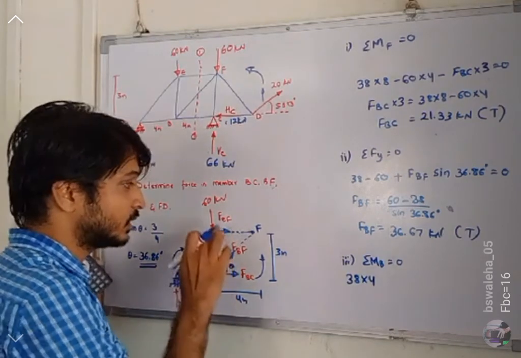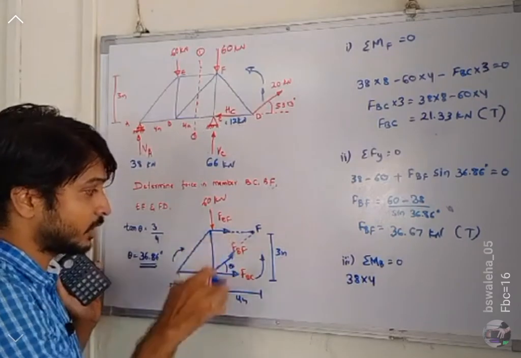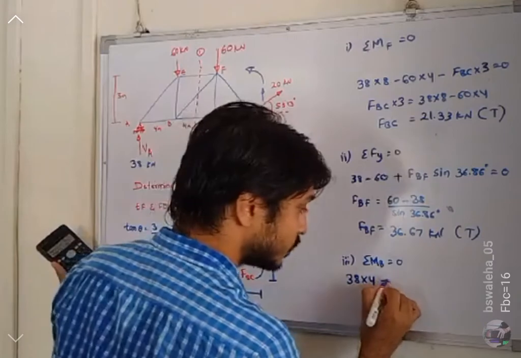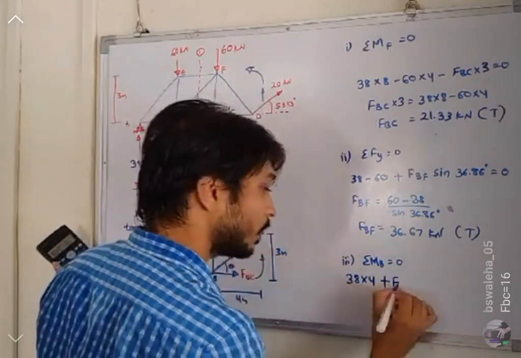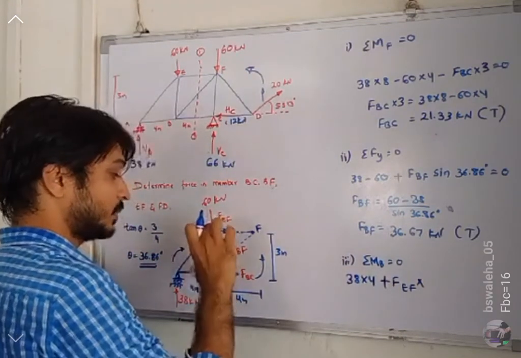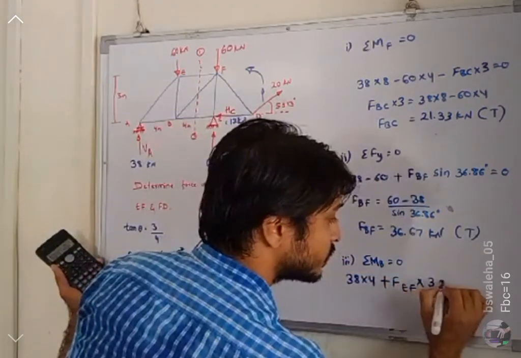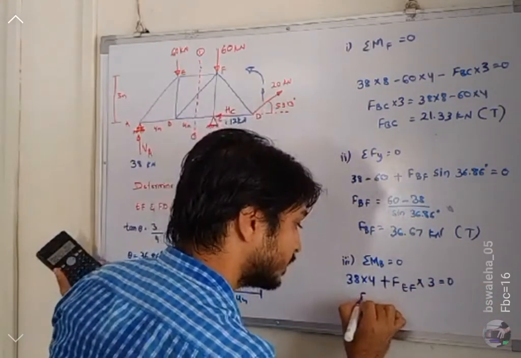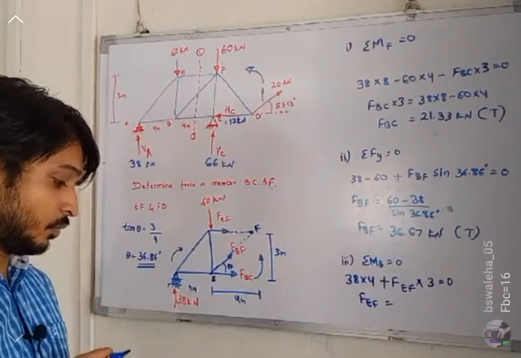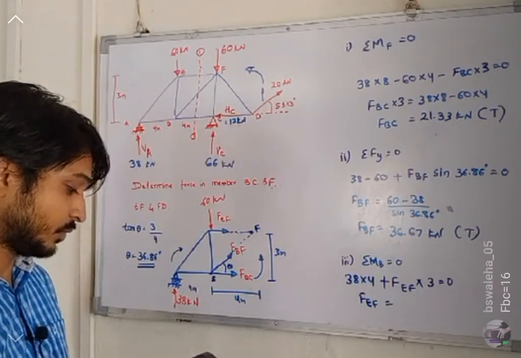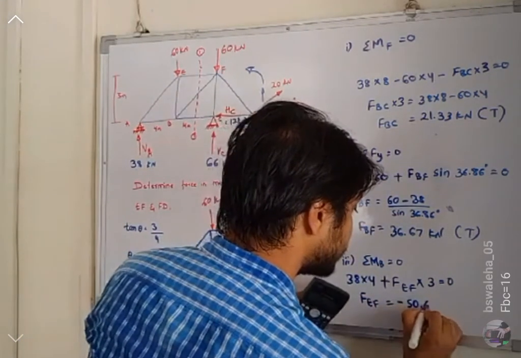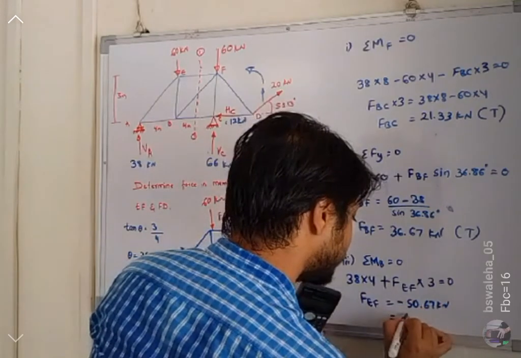So we are left with only FEF. Which direction is it? It will create an anticlockwise moment. This will also create a clockwise moment, so clockwise means this is also plus. FEF into distance, how much? 3 meter, right? This is the perpendicular distance, 3 meter, equals to 0. So now we get FEF equals to 38 into 4 divided by 3. So we got minus 50.67 kilonewton.